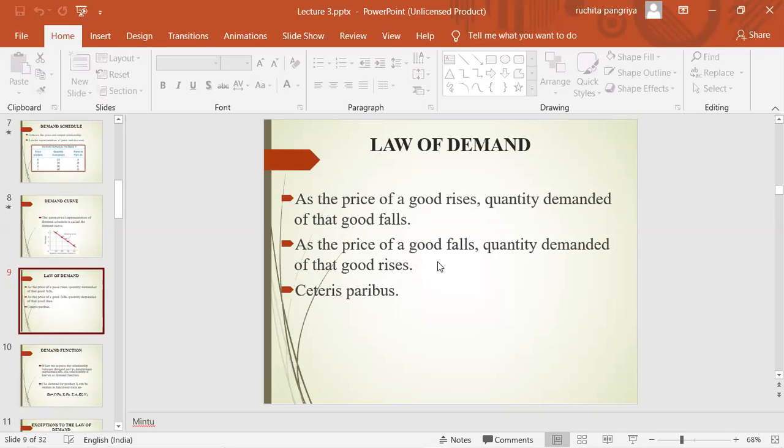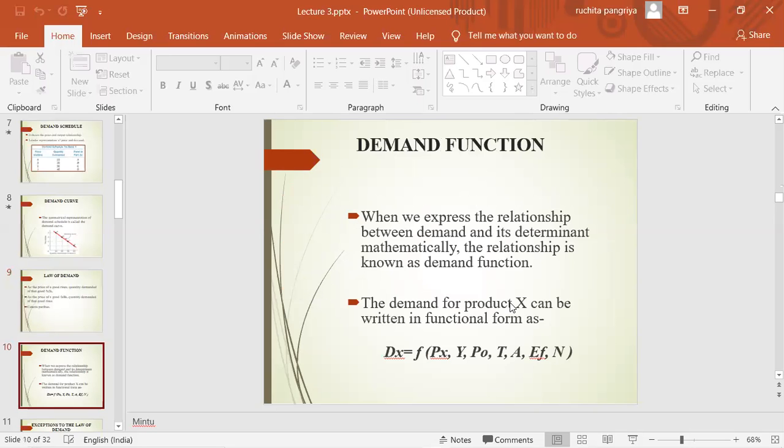The diamond paradox we have discussed earlier. Similarly, one name is given to this also, ceteris paribus. When the price of a good rises, quantity demanded will fall. When the price of a good falls, quantity demanded will increase. Next is the demand function.